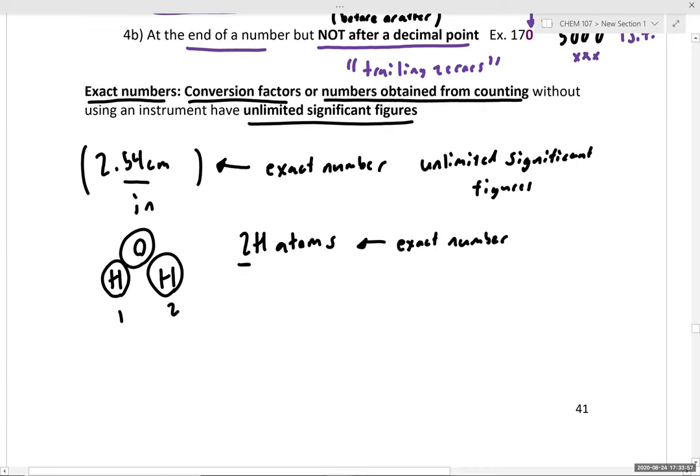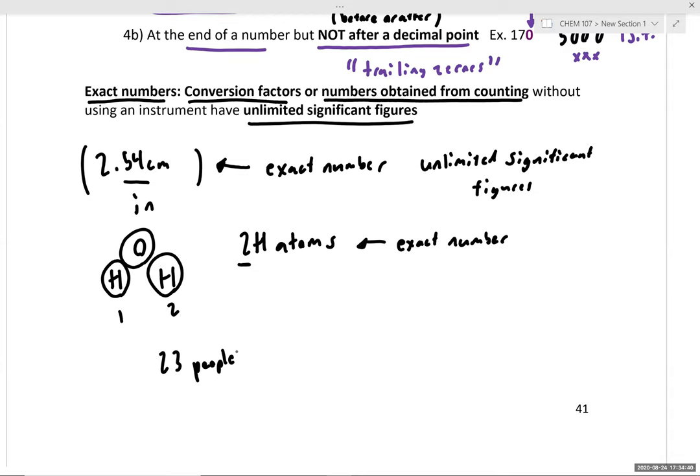Another example is if I count the number of people currently in our call, we see that there are 23 people in our call, right? Now, there's no uncertainty in that number because it's a number obtained by counting. It's not 23 people plus or minus one student or anything like that. So exact numbers are numbers obtained from counting or conversion factors. And exact numbers have unlimited significant figures.